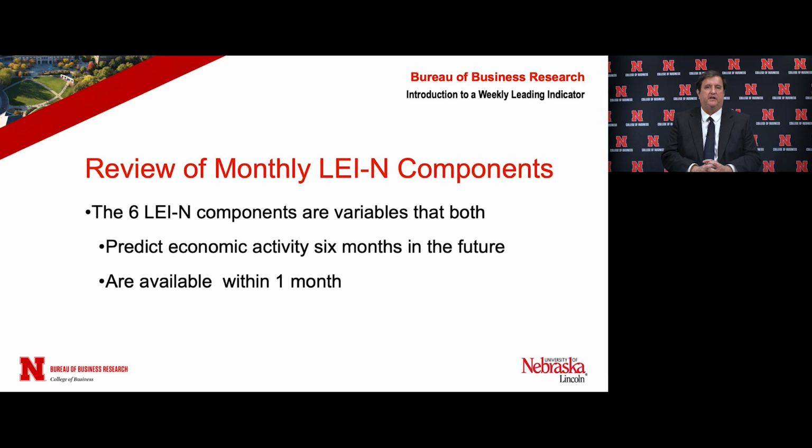There are 6 LEI-N components. Now, to be a component of the leading economic indicator, a data series or a variable has to have 2 features. It has to be timely and it has to be predictive. Taking the second feature first, it needs to be able to predict economic activity 6 months in the future, but it also has to be timely. In other words, you need to be able to get the data for a month either right at the end of that month or sometime within the next month. Variables that have both those characteristics, being timely and predictive, are included in our leading economic indicator.